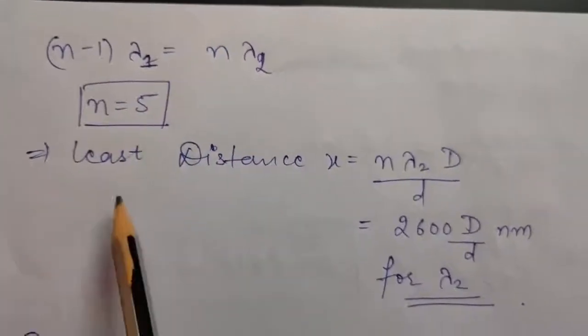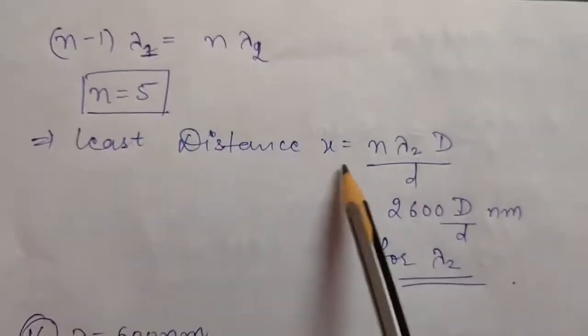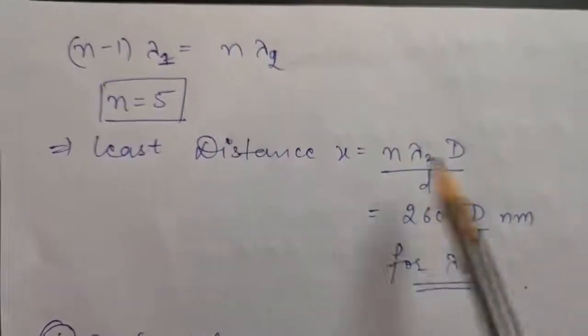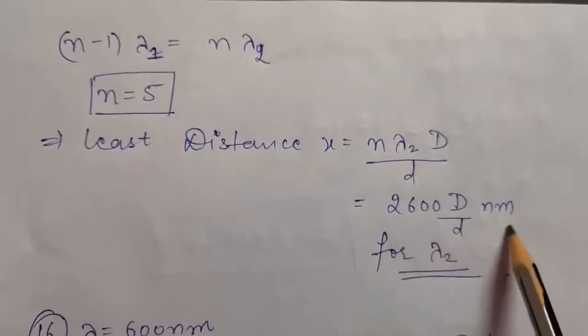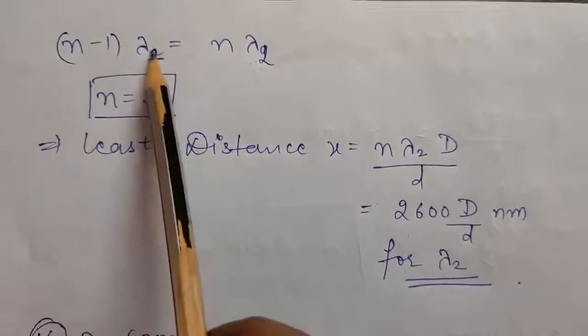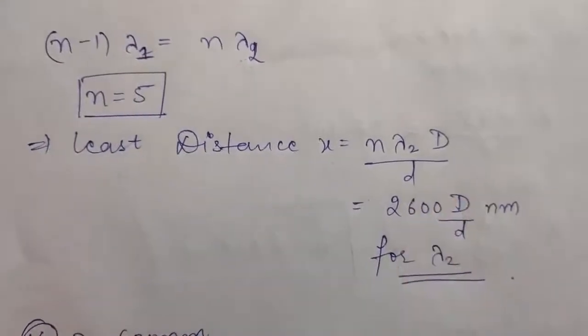Now again to calculate the least distance, that will be n lambda 2 D by d, because we are taking n for lambda 2. Calculate that, that will come to be this much for lambda 2. And if you want to calculate for lambda 1, you have to calculate this value into D by d. Okay.